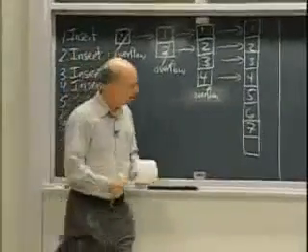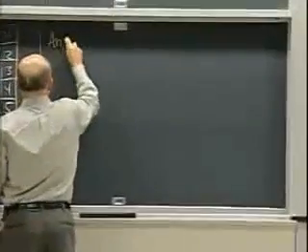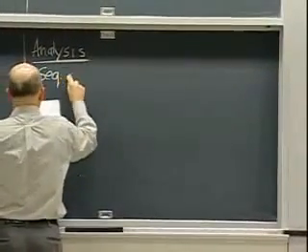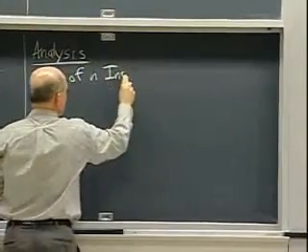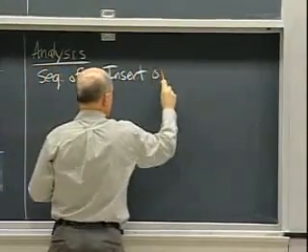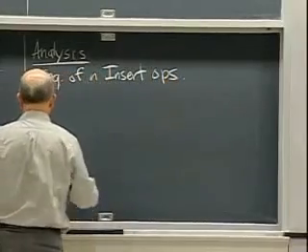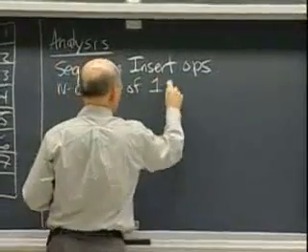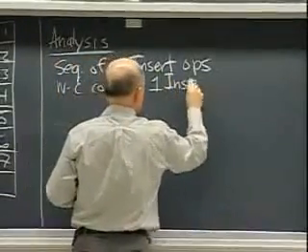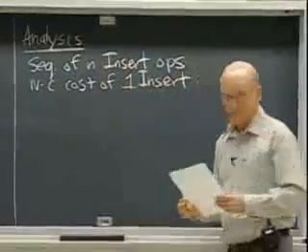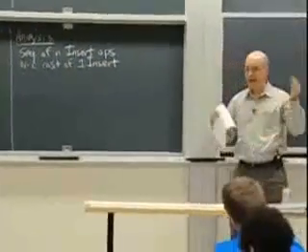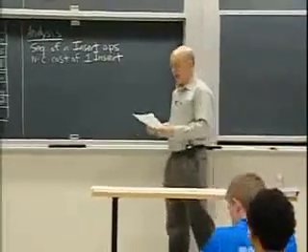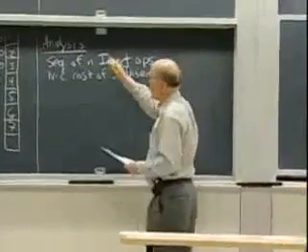Okay? So let's do a quick analysis of this. So we have a sequence of n insertion operations. Okay. What is the worst case cost of one insert operation? What's the worst case for any one of these? Yeah, it's order n. Okay? Order n. Whatever the overhead is of copying.